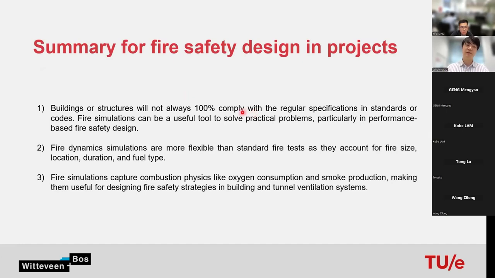Then we also found that fire dynamic simulations are more flexible than the standard fire curve, as they account for fire size, location, duration, and fuel type. This kind of information is not described in the standard fire curves. And also the fire simulation captures the combustion physics like oxygen consumption and smoke production. So they can be very useful for designing the fire safety strategy in buildings and tunnel ventilation systems.